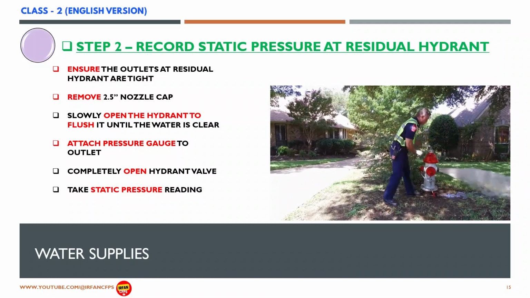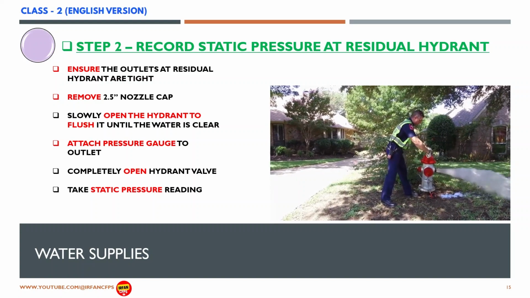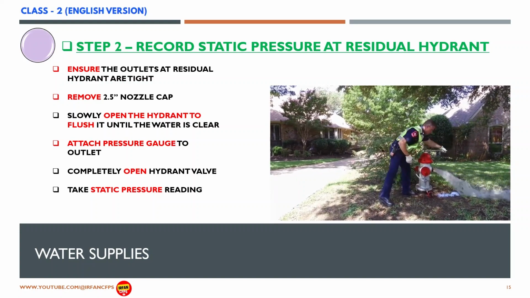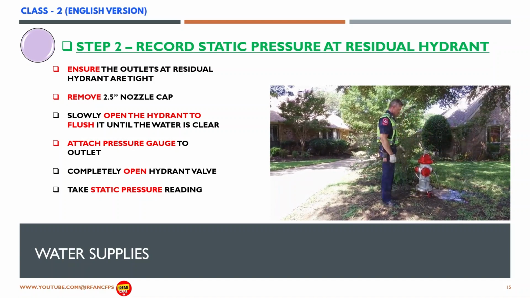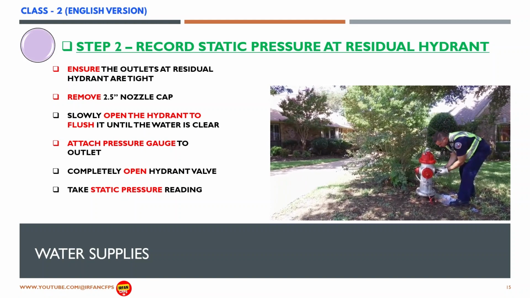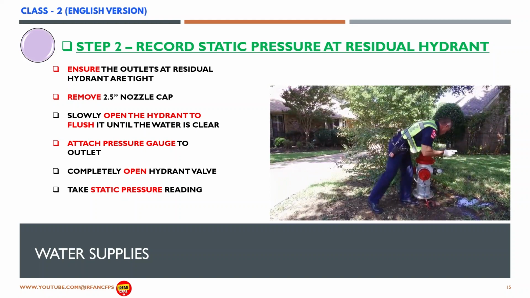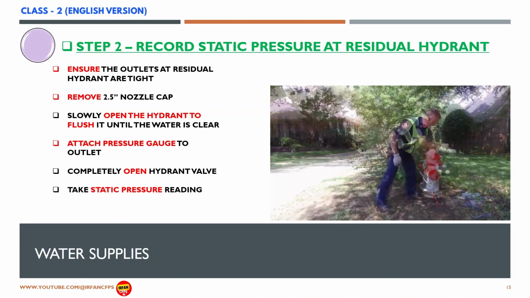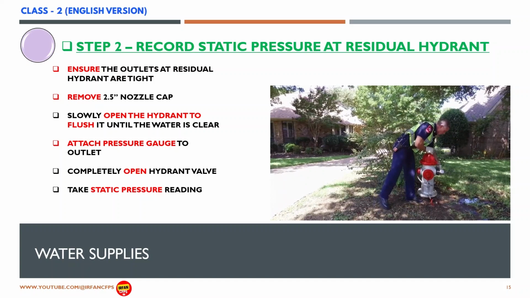As you can see, the water is clear. Then we will close the hydrant fully. Later on, we will attach pressure gauge to the outlet. The outlet shown here is of 2.5 inch. Now slowly open the hydrant valve and take the static pressure reading.